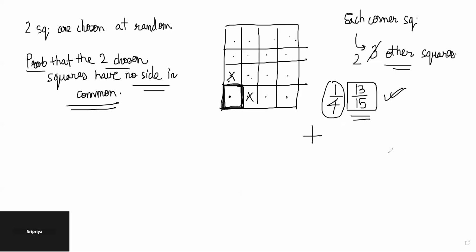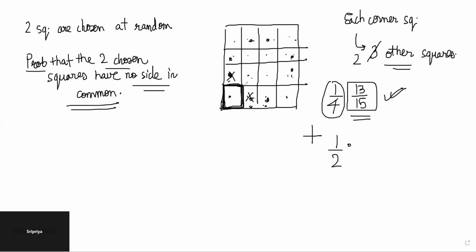Case two. Now we'll select squares which are like this, the ones on the outer edge, the two of them, right? Notice there are how many such squares? 8 of them. That's right. So the probability of selecting any one of them in the first place would have been how much? 1 by 2, right?